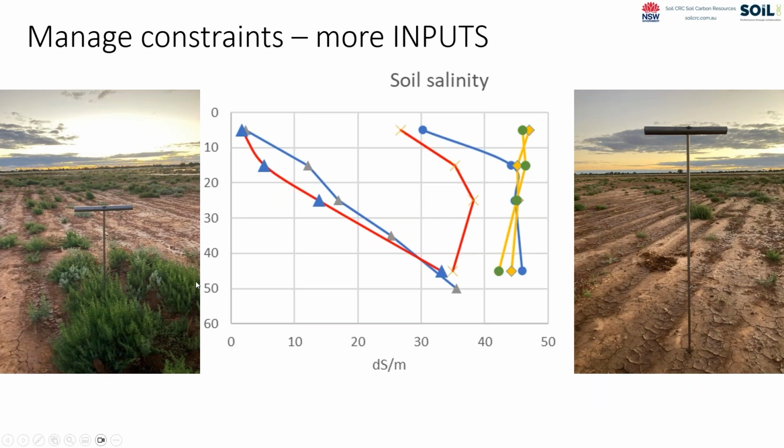Salinity is something that we could look at managing, especially out west, where there's natural levels of salinity. At this spot, we're basically looking at seawater. But if we could move that down the profile, then plants can get established, and we can start to get some more, not just productivity, but maybe some increase in carbon in our soil.